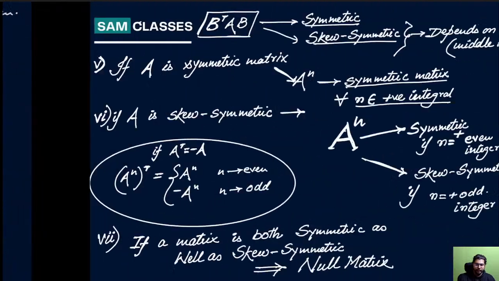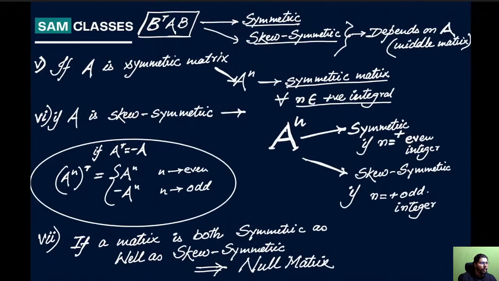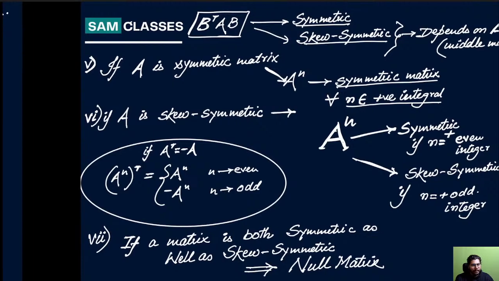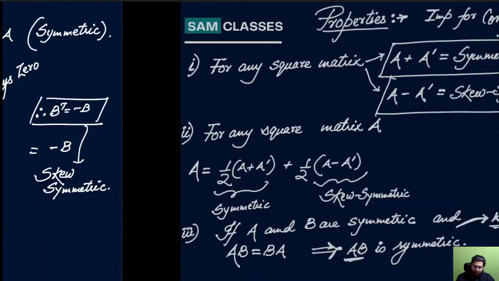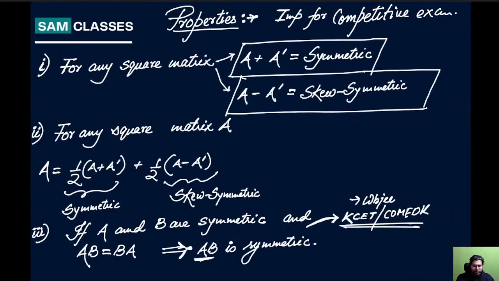Next. Now this part is very important for your CET and COMEDK. If they have given three matrices like this, the transpose of a matrix, then the normal matrix, so a matrix, its transpose, and in between A, then whether it is symmetric or skew symmetric will depend on the middle matrix. Last property you want me to repeat, correct, Karthik? Let's come to the last property.